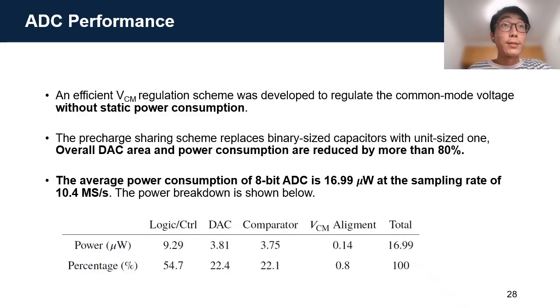So this is the ADC performance. First, an effective common mode voltage regulation scheme was developed without static power consumption. Second, the pre-charge sharing scheme replaces binary-sized capacitors with unit-sized ones. The overall DAC area and power consumption are reduced by more than 80%. Finally, the average power consumption of the 8-bit ADC is about 17 microwatts at a sampling rate of 10.4 mega samples per second, and the power breakdown is shown below.